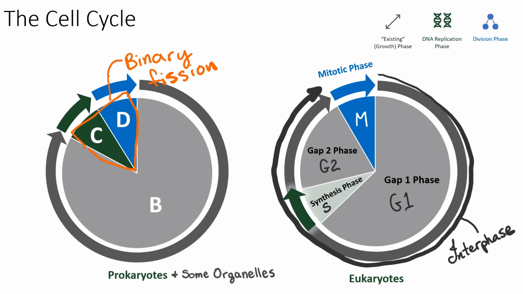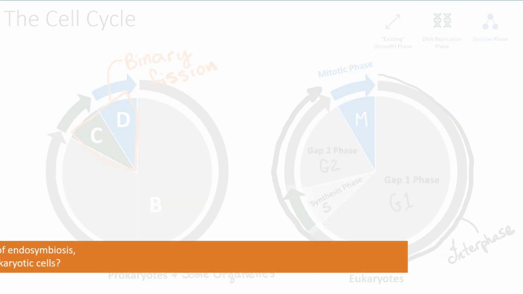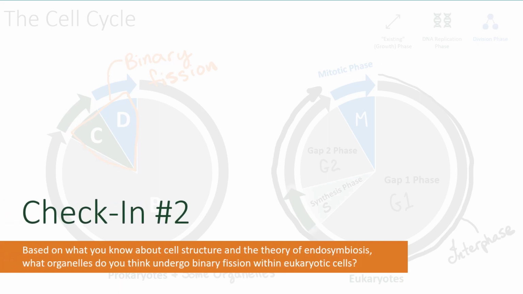Pretty cool, right? So, checking question. Based on what you know about cell structure and the theory of endosymbiosis, what organelles do you think undergo binary fission within a eukaryotic cell?